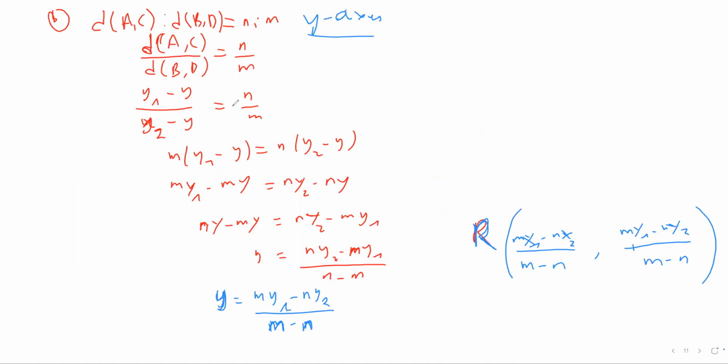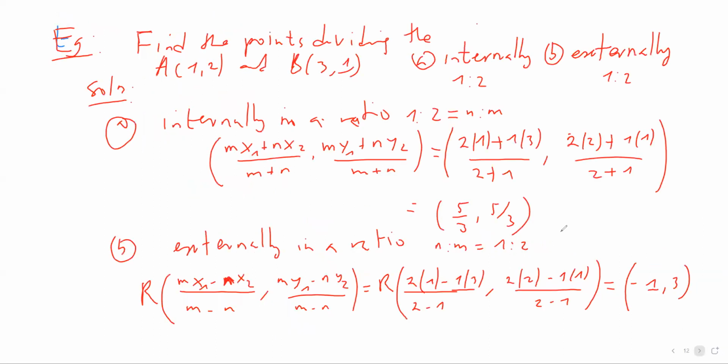And then you again do algebraic manipulation. Then you have m multiplying y1 minus y, n multiplying y2 minus y. And if you do your manipulations, you'll be able to write finally y to be (ny2 minus my1) over (n minus m), which is also the same as writing it as (my1 minus ny2) over (m minus n). And this is what we have here.